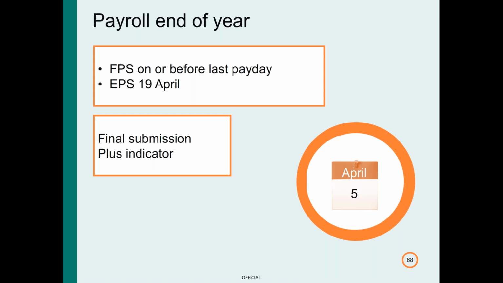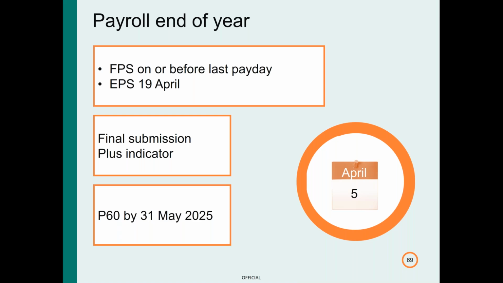If your payroll software does not let you put the indicator on an FPS, send your last FPS and then send an EPS with the indicator ticked. You can also do this if you forget to put the indicator on your last FPS for the tax year. If your employees were in your employment on 5th of April 2025, you also need to give them a P60. You've got until 31st of May 2025 to do this.